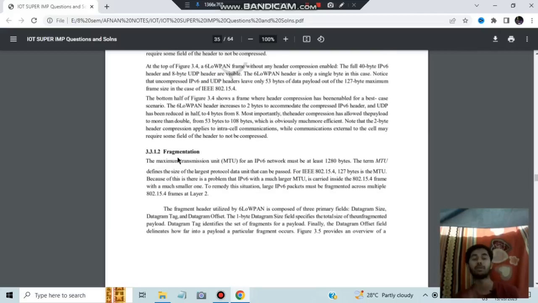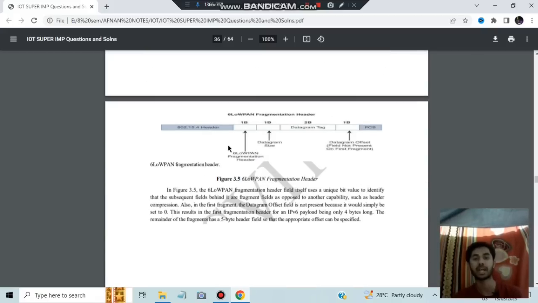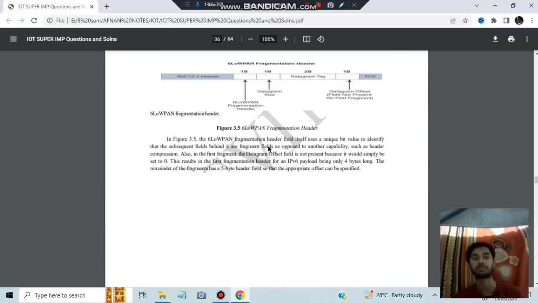Fragmentation means you are maximizing the utilization of the storage. Wherever there is empty storage, you will be fragmenting it so that all the empty storage will be in one place and a big empty space will be there. And you can utilize that empty space for storing the data. That is called fragmentation. The diagram is given here, you can go through it.